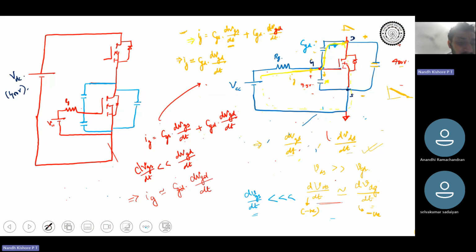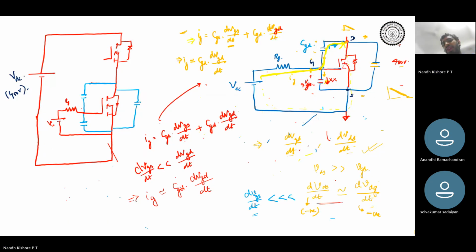That means that the entire current flows through CGD. No current will flow through CGS. If no current flows through CGS, therefore my VGS cannot change. This is my VGS.